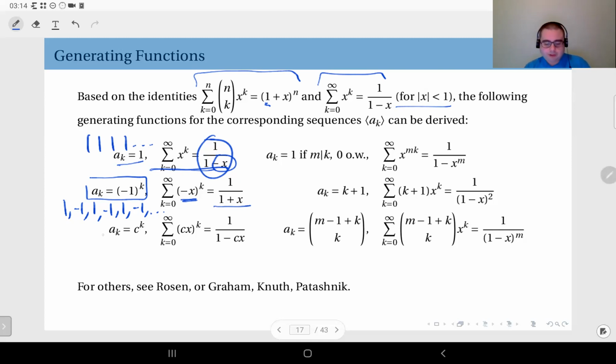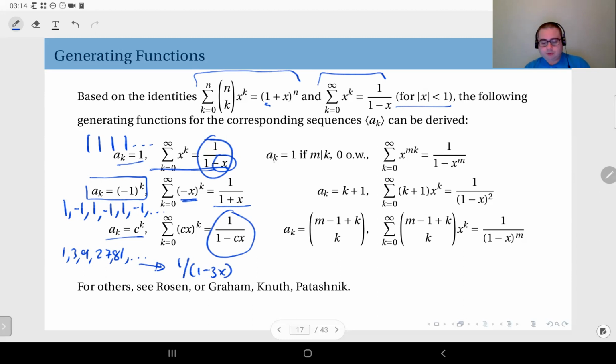And similarly, if you have something like this, for instance, 1, 3, 9, 27, 81, and so on up to infinity, powers of some number, 3 in this case, this sequence corresponds to the generating function 1 over 1 minus c times x, and in this case, the corresponding generating function would be 1 over 1 minus 3x.